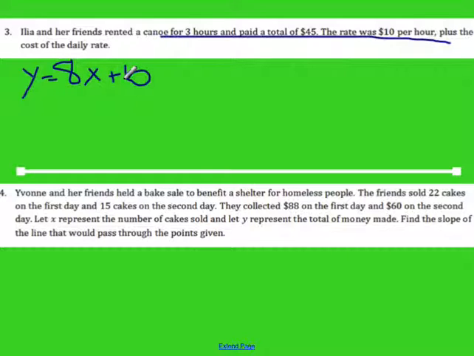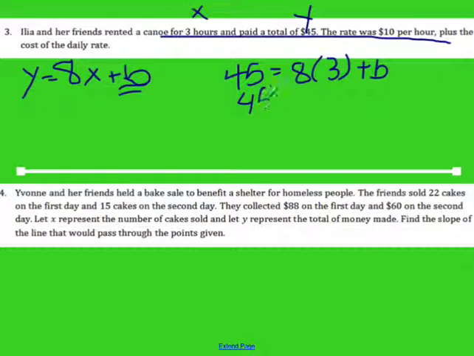So that's where we're going to use a point. This 3 hours is going to represent our x, and this $45 is going to represent our y. We're going to plug that in so we can get our daily rate. So we paid $45 when we were there for 3 hours, so we're going to do 8 times 3 plus B. Now we need to solve this for B. So we have 45 is equal to 24.